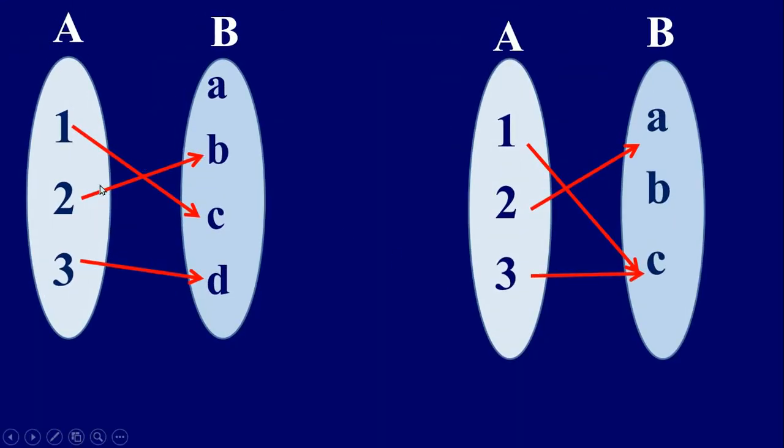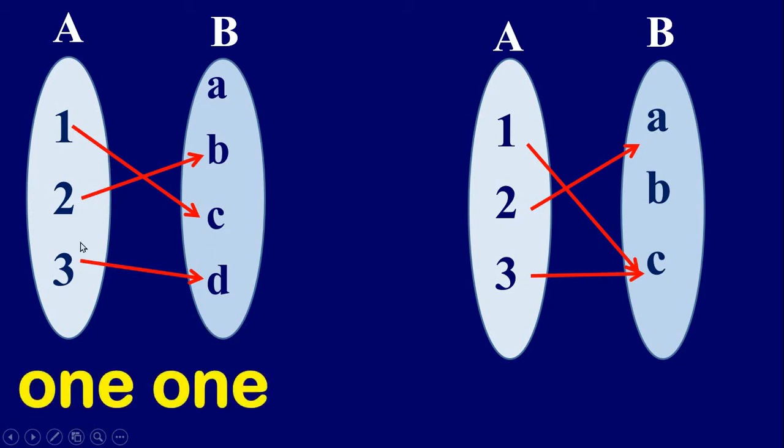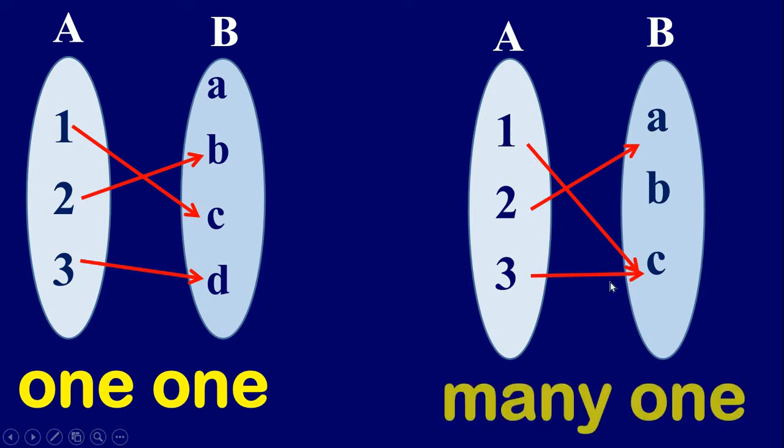We consider this function. Now here 1 related with c, 2 related with b and 3 related with d. So since different elements have different images, this type of function is called 1-1. Now consider this function. Now here 1 related with c, 2 related with a and 3 related with c. Now here different elements have the same image. Since different elements have the same image, this type of function is called many-one function.